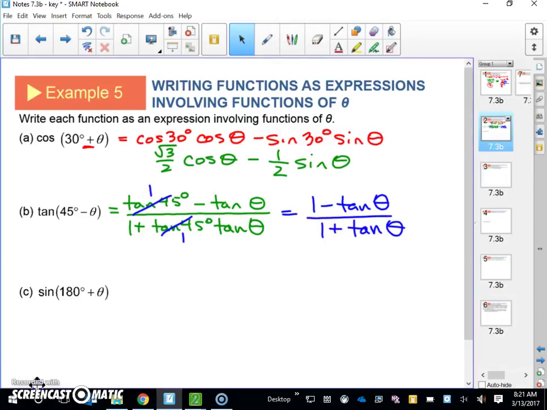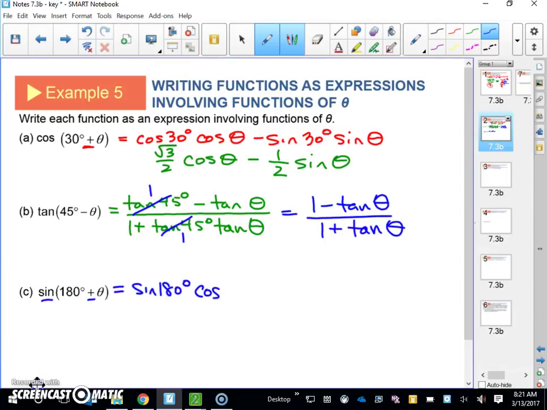So sine 180 plus theta. Again, your pattern says it's a sine sum. And so eventually maybe you have this memorized, but that's sine 180. What is the sine sum? Sine cosine plus cosine sine. Straight from the formula sheet. That pattern for a sine sum is sine cosine plus cosine sine. And so we've got sine 180 and cosine 180 to evaluate.